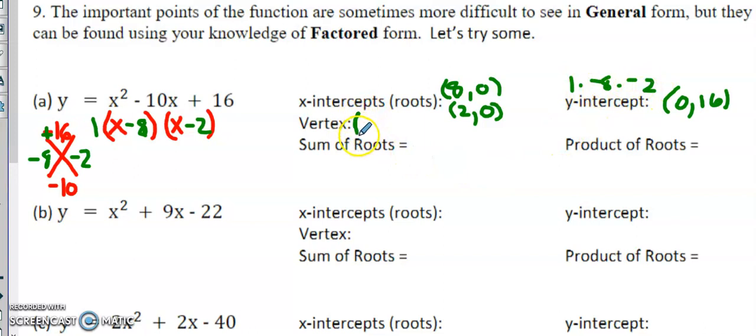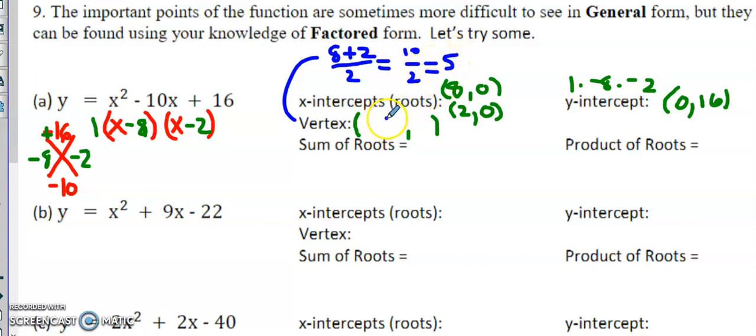The vertex, so I find the vertex, at least the x value of the vertex, by taking the two answers, 8 and 2, from here, add them together and divide by 2. So 8 plus 2 is 10, divided by 2 gives me a 5. So the 5 is the x value of the vertex.